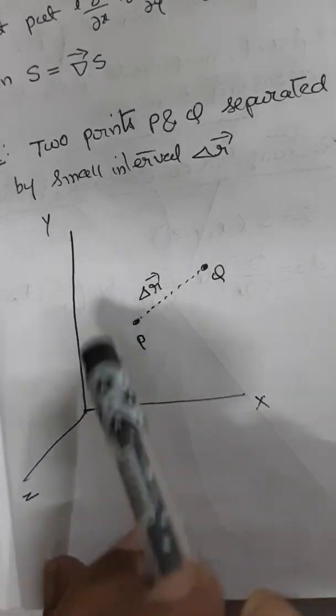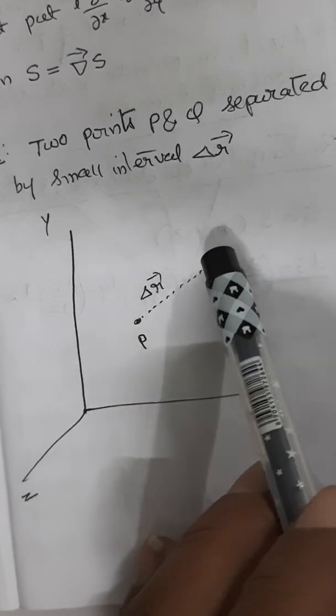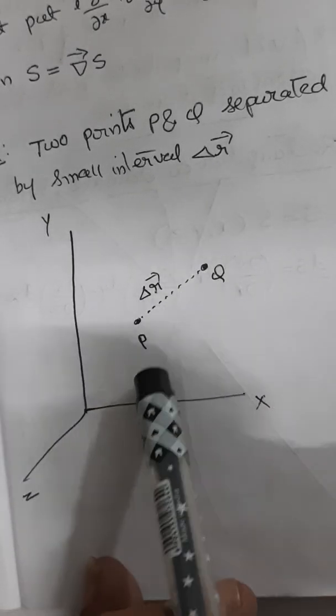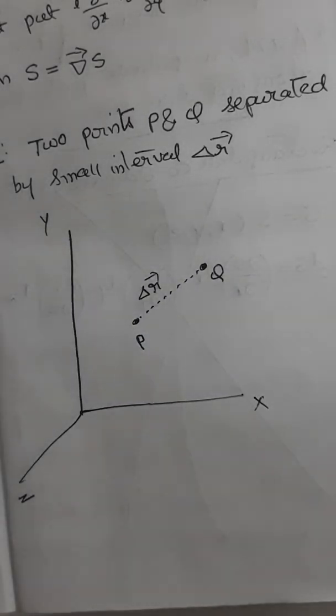So there is a gradual increment from T1 to T2 in all the three directions of these coordinates. That means X, Y and Z. So when it moves from P to Q, the temperature is changing from T1 to T2. That means T2 will have a small increment in the X direction, in the Y direction, in the Z direction. How do we interpret this?